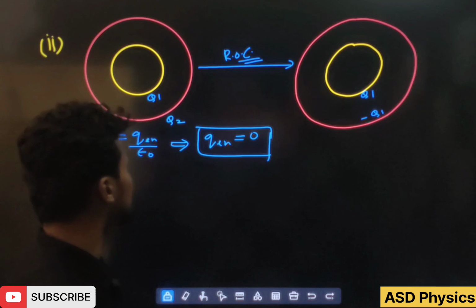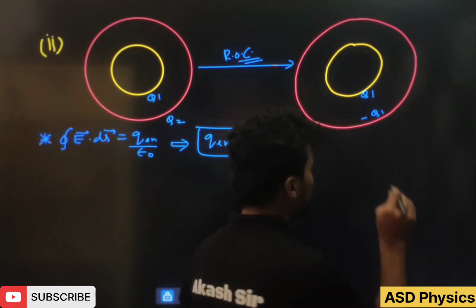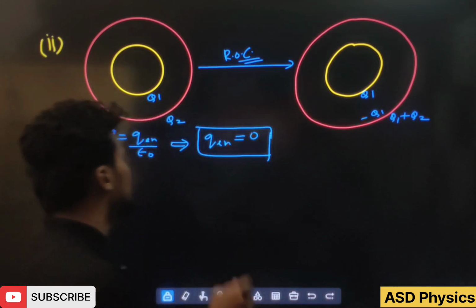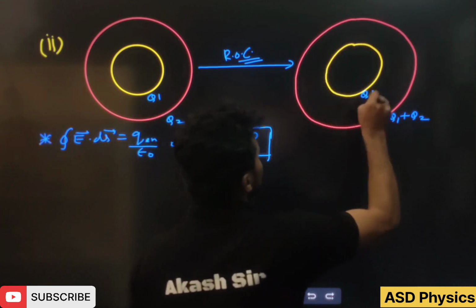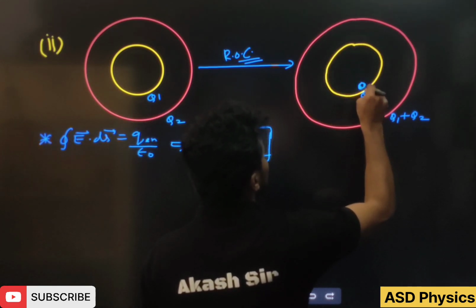But from conservation of charge, the total charge here is Q2. So the outer surface should have Q1 plus Q2. Now you see, before redistribution, the total charge on this conductor is Q1, on the outer surface. The inner surface is 0.